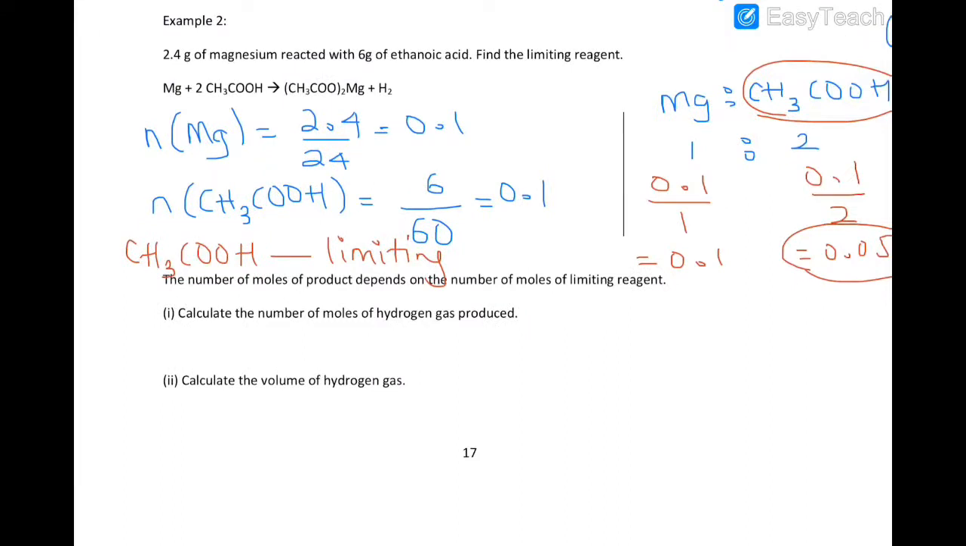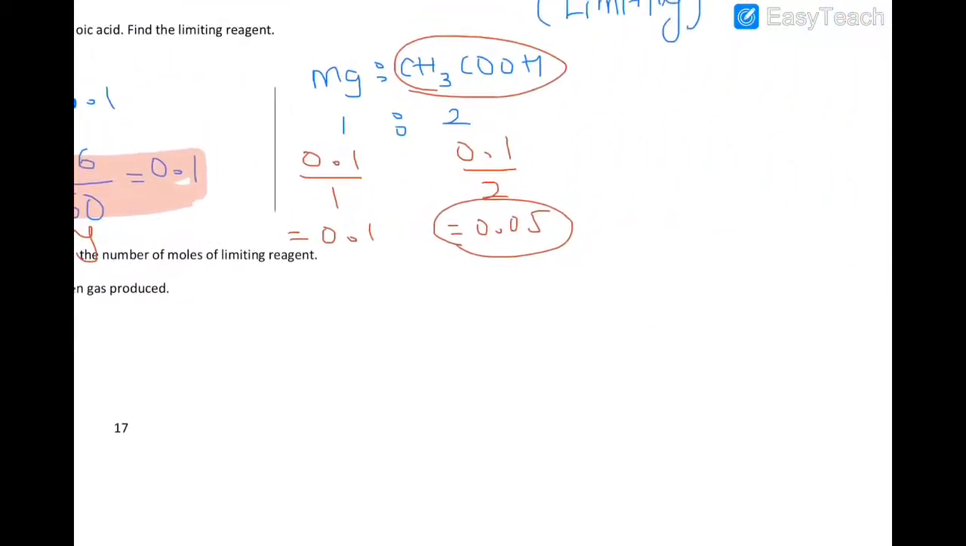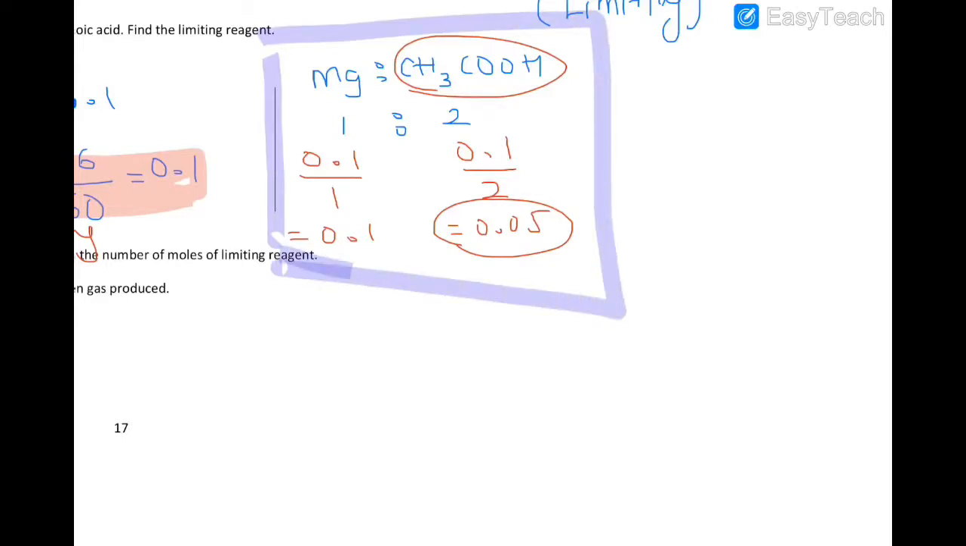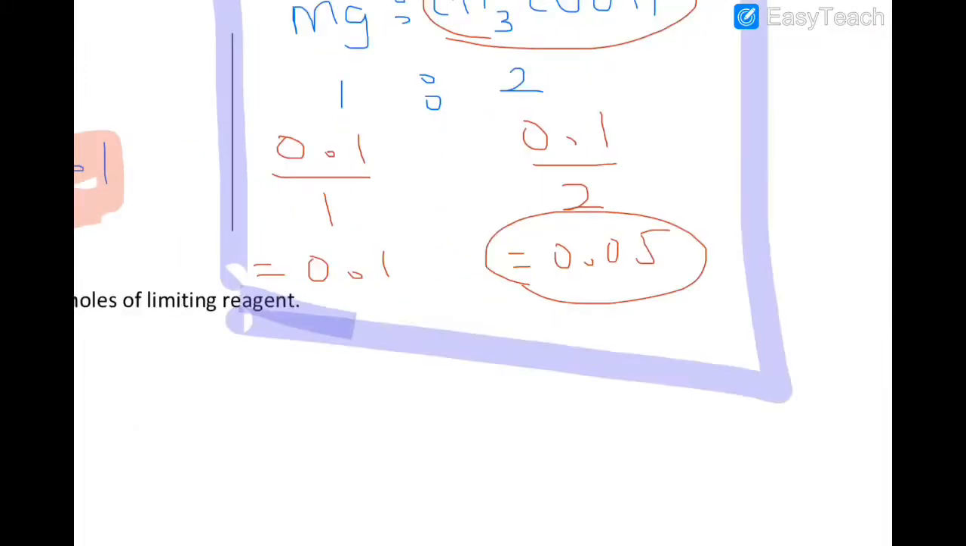Right, now because this is limiting, whenever we're going to go ahead for any calculation, we are going to use the number of moles of the ethanoic acid. And remember that when we are using the number of moles of ethanoic acid, number of moles is mass over Mr. This is what we are going to use. Do not use any values that you get from over here, from the side calculation to find the limiting. Do not use any of these values. So this is why I did that as a rough work.